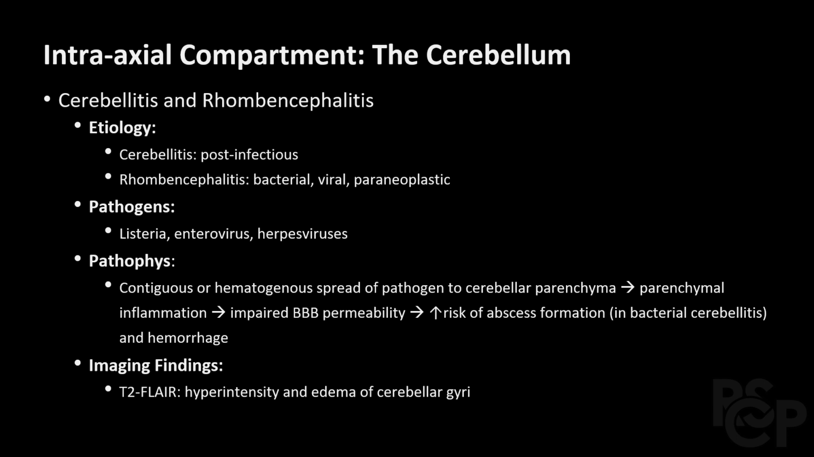Pathophysiology involves the contiguous or hematogenous spread of the pathogen to the cerebellar parenchyma. This causes inflammation of the cerebellar parenchyma, which impairs the permeability of the blood-brain barrier and causes a high risk of hemorrhage as well as abscess formation. Imaging findings, best seen with the T2 FLAIR sequence, you will see hyperintensity and edema of the cerebellar gyri.